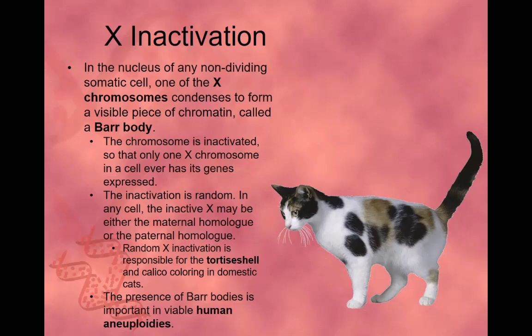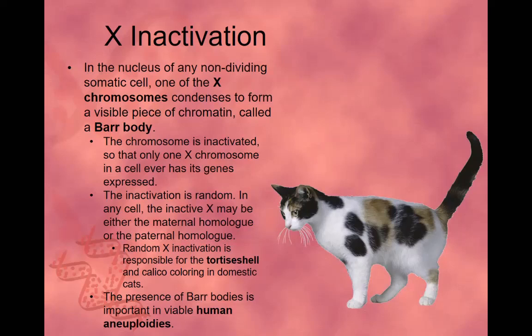So the only way we can end up with a male calico, because you have to have 2 X's to do that, or more, I guess, is if they are a Klinefelter cat, meaning that their sexual chromosomes are XXY. And we'll talk more about that as we go through our activity for today. All right. But the presence of these Barr bodies is very important in viable human aneuploidies. And that's what we're going to talk about.